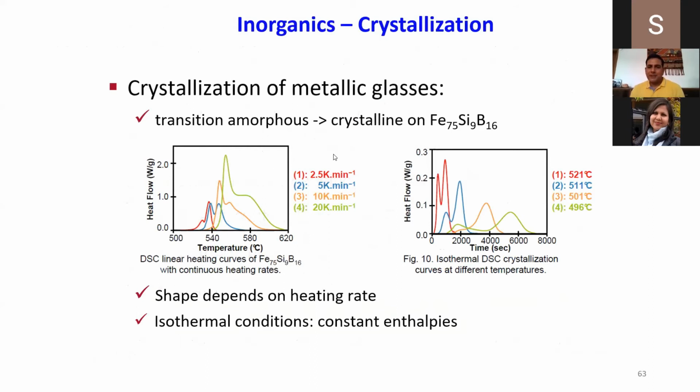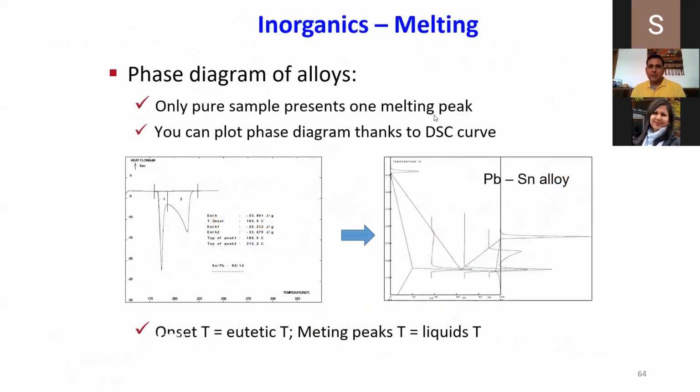Then you have the crystallization part here. This is the exothermic part. Then you have melting of the alloy here. A pure material will melt at one temperature, and it will have only one melting peak. In case of a mixture of materials or an alloy, you will have two melting peaks. One is here, another one here.